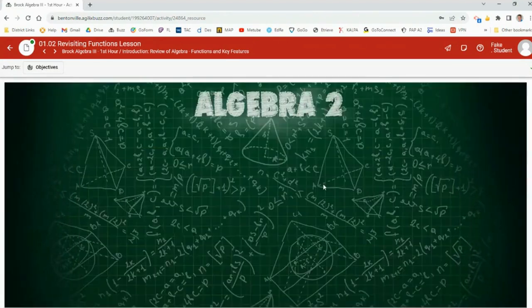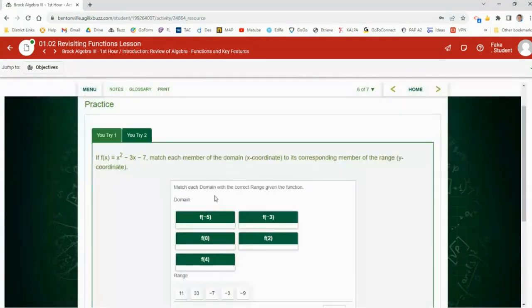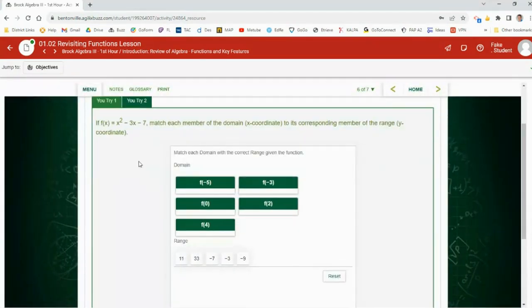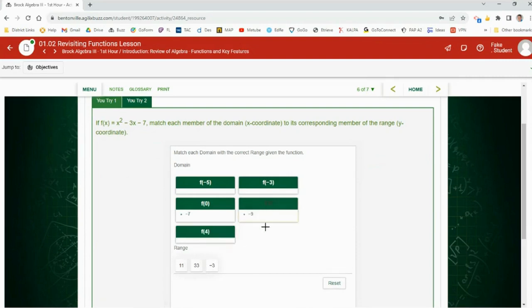There are more examples here. And then there's a page of practice problems. You try. So it gives you f of x right there. And it says, okay, what is f of -5? What is f of -3? What is f of 0? Substitute those in there. I can drag and say, this one's 7. So I can just match the answer to whichever one I believe it is. Like if I think this is -9, I'll match it over there.